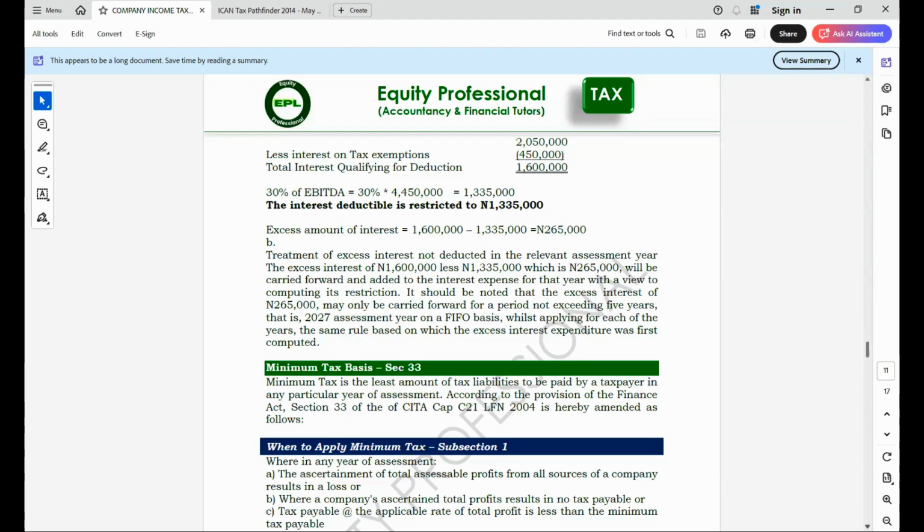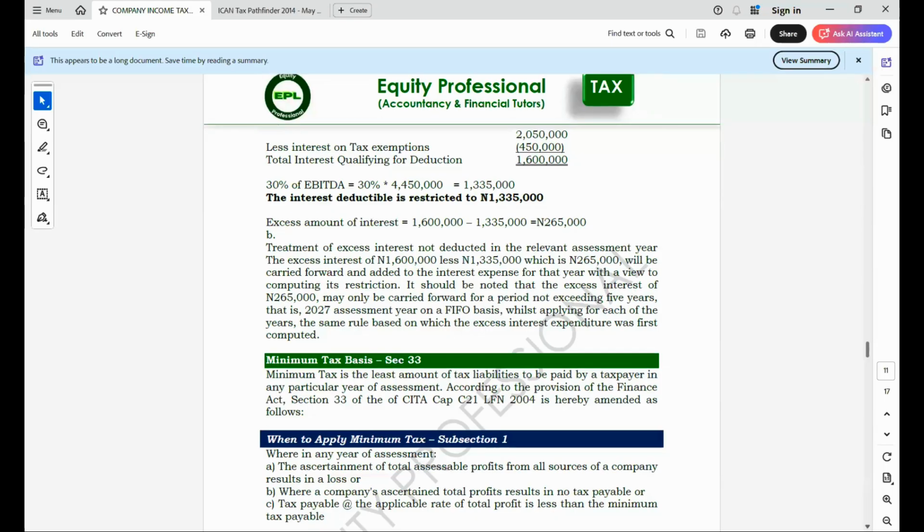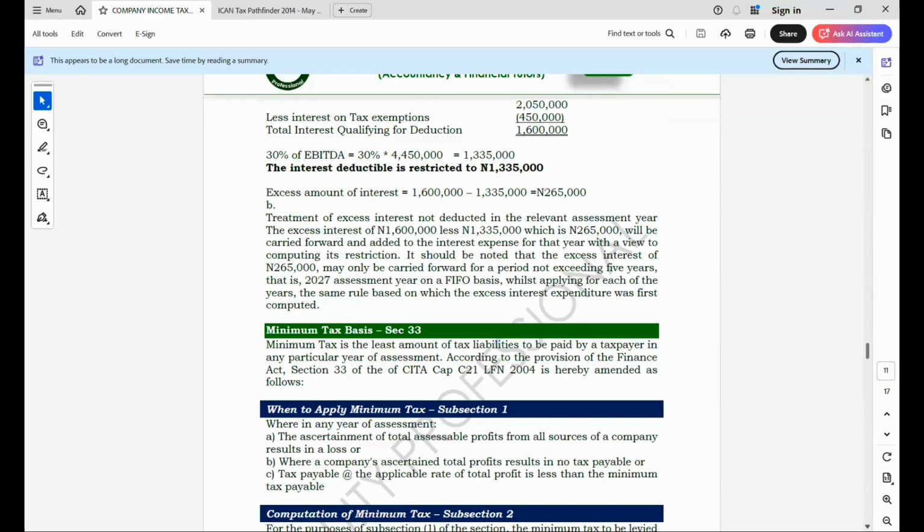Then the third scenario is where the tax payable at the applicable rate on total profit is less than the minimum tax payable. So this condition provides that under the computation of company income tax, whenever you are asked for the computation of company income tax, you must also compute minimum tax. Take note of that. When you are asked for computation of tax liability, you compute it at the normal rate, either 20% if the company is a medium company, or 30% if it's a large company. And you also compute minimum tax at the applicable rate of minimum tax. So you now compare the tax liability at the normal rate with the tax liability at the minimum tax rate.